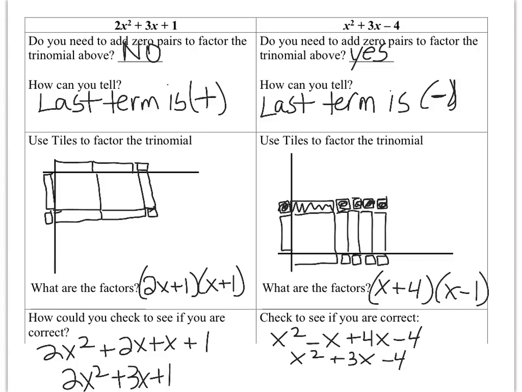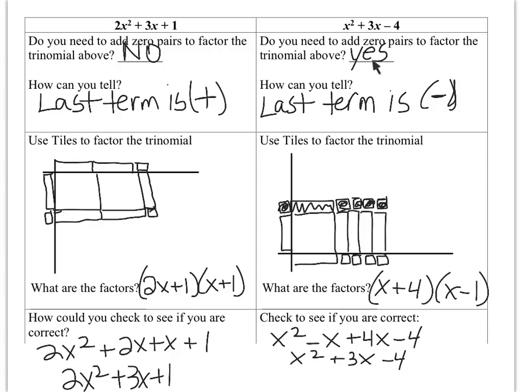It does not matter what order your factors go in, as long as you have 2x plus 1 is one of your factors and x plus 1 is one of your factors. Also, the picture could be more elongated this way instead of this way. Same with this one. This one could be going this way, but the thing that's important is your factors are x plus 4 and x minus 1.